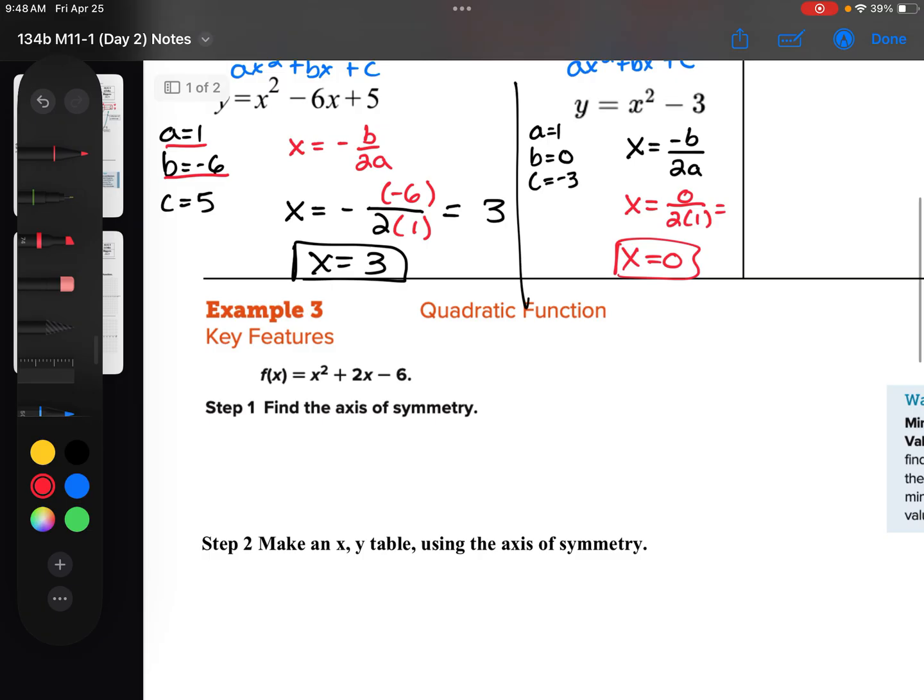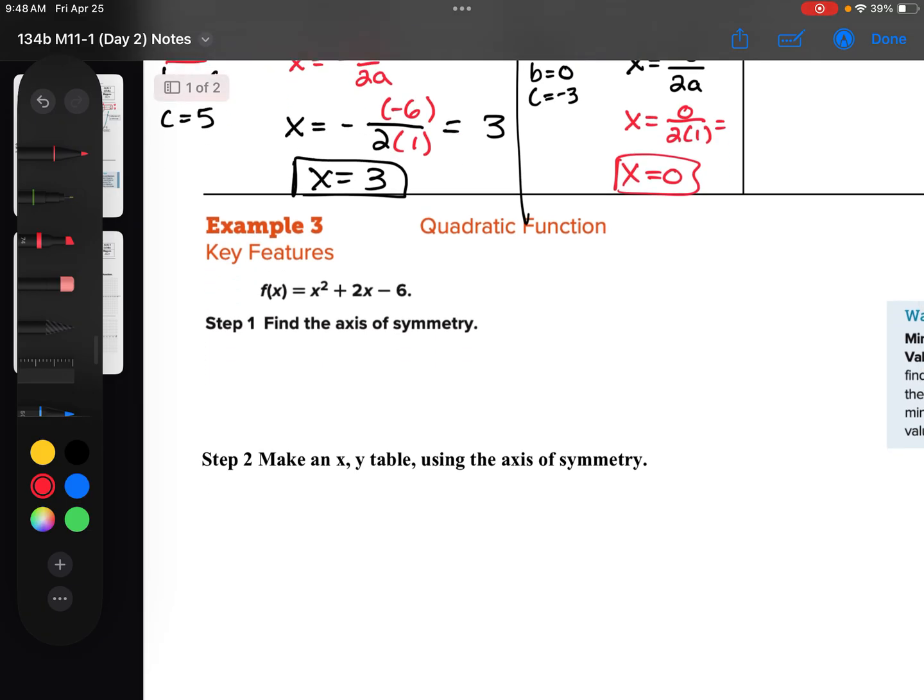Okay, example 3. I've got some key features. I've got a quadratic, and they want us to find the axis of symmetry. I think at this point in the notes, this would be a good spot to try. So pause the video and try this. Remember, how do you find the axis of symmetry? This equation: x is equal to negative b over 2a. And I should put that negative in front of the fraction. My apologies. So see if you can find it.